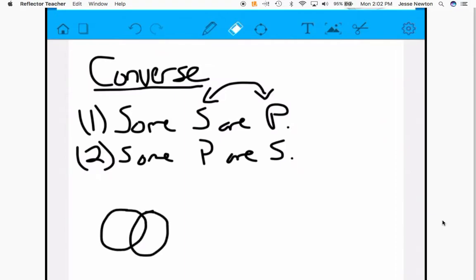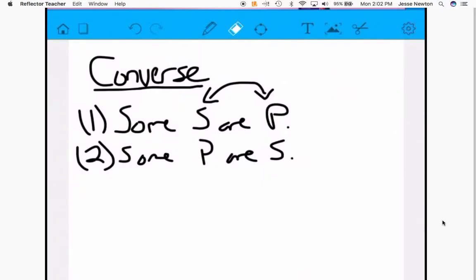Those circles are kind of small, so let's see. All right. So let's see here. Sorry. This thing is giving me a fit. All right. There we go.